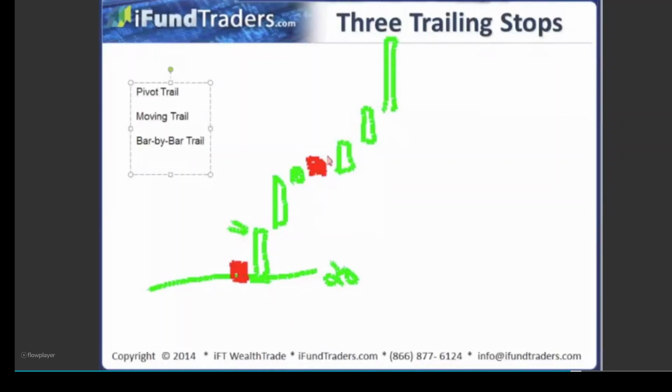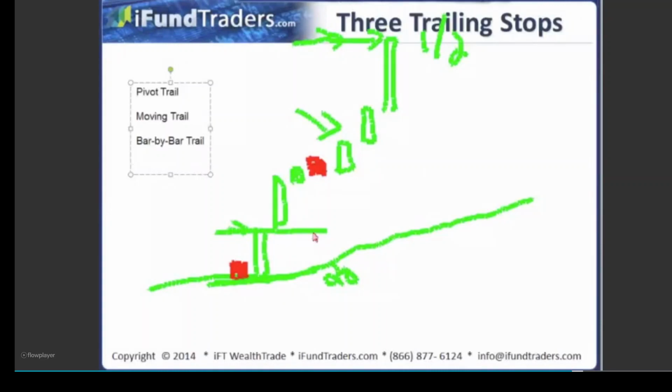You got a nice little run here. It is clear that you are now in location 5. You decide that I am going to sell 1/2 of my position. I'm going to sell it now. My stop was originally here and maybe here. All right. You moved your stop to break even. Now you're playing with the house's money.